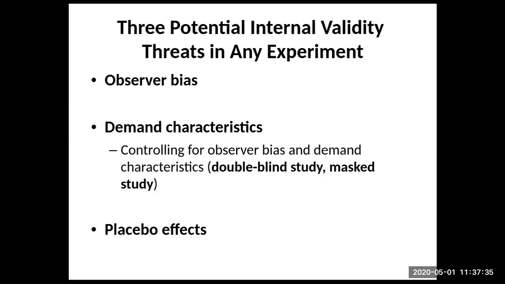And then, of course, the three potential internal validity threats in any experiment: observer bias, getting the wrong thing, giving away what they want, leading somebody in a direction, or being biased in the way they collect data, which could also be, again, a type of instrumentation threat. Demand characteristics, which is where the participant figures it out. In this case, to control for observer bias and demand characteristics, we use a double-blind study most of the time, or we mask the study.